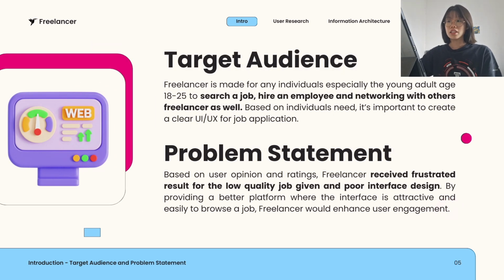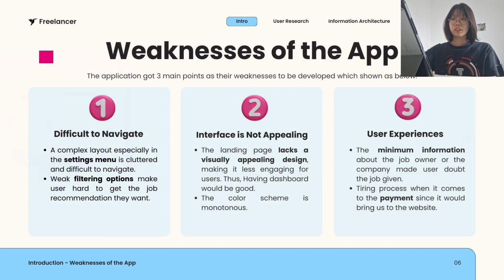For the target audience, freelancer is made for any individual, especially young adults aged 18 to 25, to search for a job, hire, and network. And the problem statement is that freelancers receive frustrating results from the low quality jobs given and poor interface design. So the freelancer app has 3 weaknesses. The first one is difficult to navigate. Second, the interface is not appealing, while the last one is user experience problems.